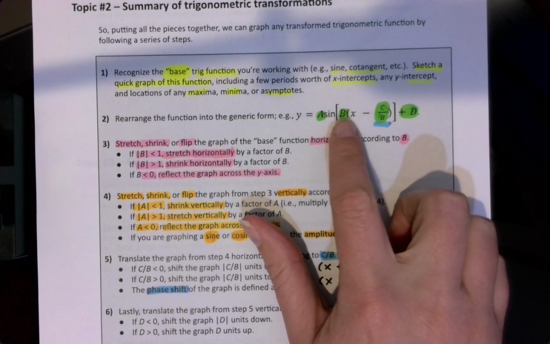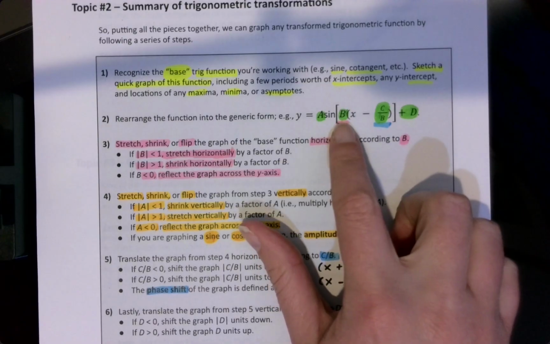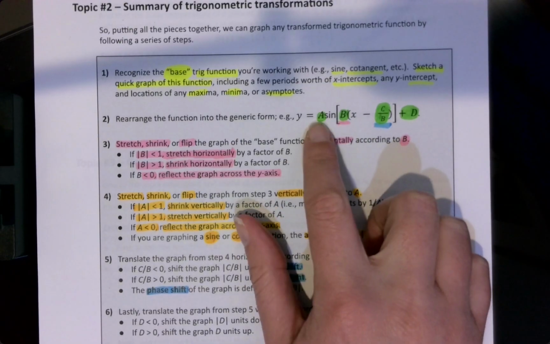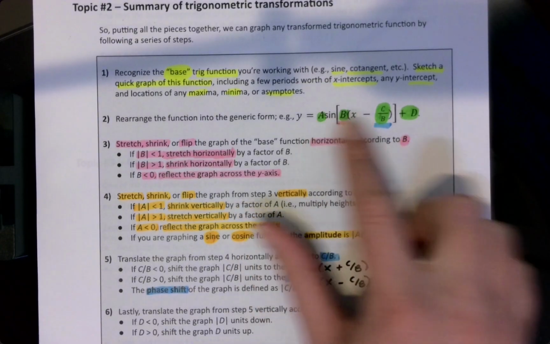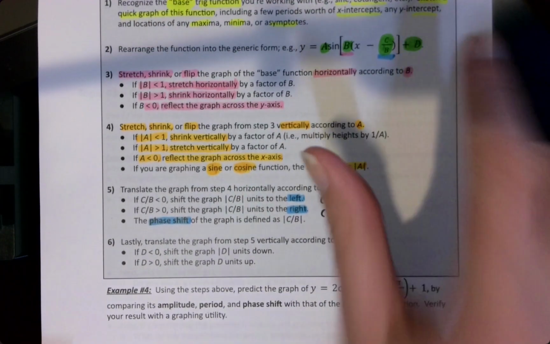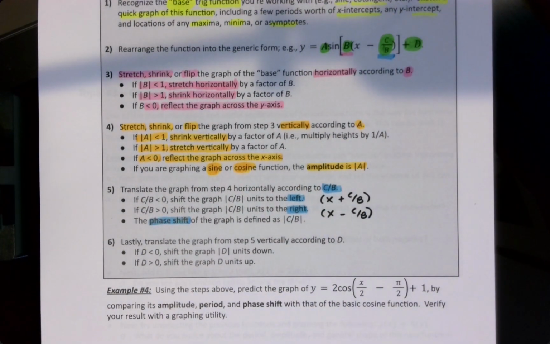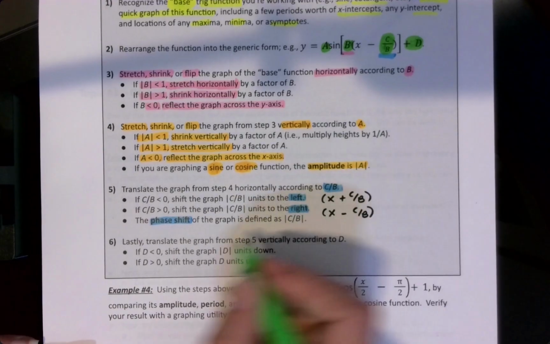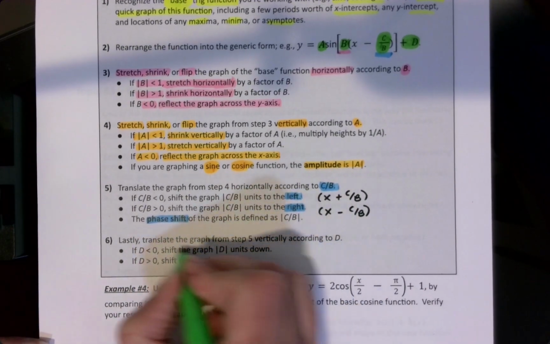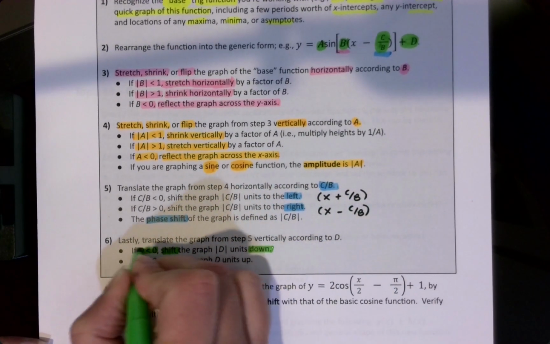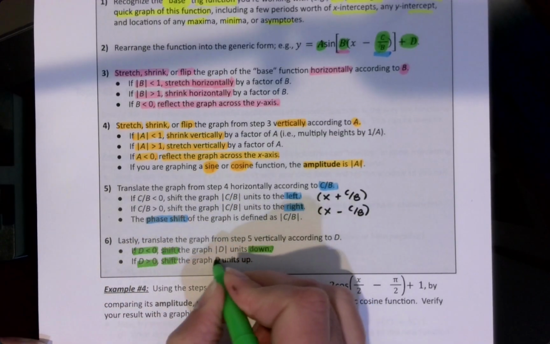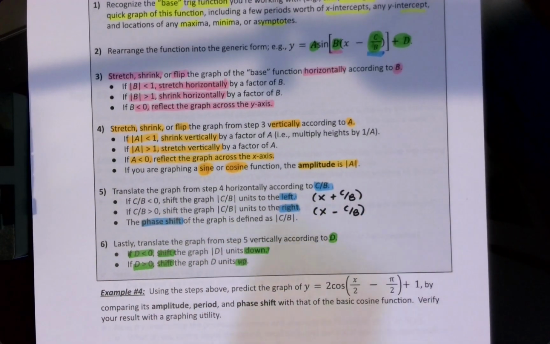All right, so if we went inside out, we did our horizontal stretch, shrink, and our horizontal shift. Now we've done our vertical stretch, shrink, reflect. And last, we have our shift up or down. And that's just going to be our shift down for the little values and our shift up for the big values.